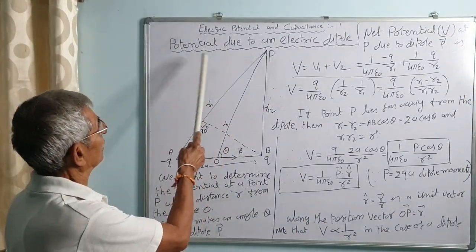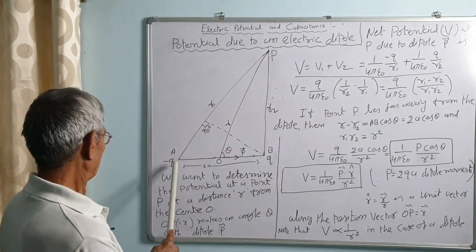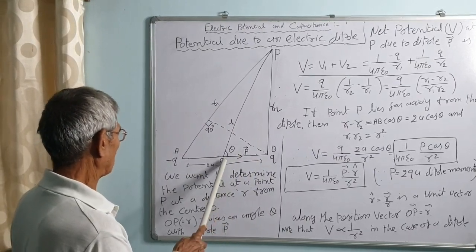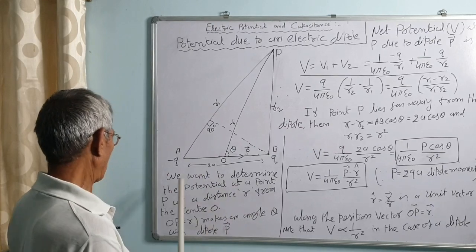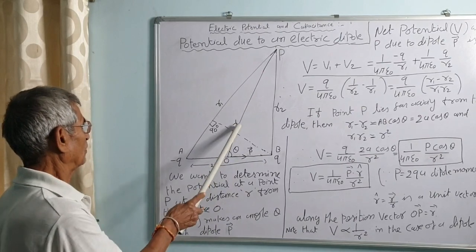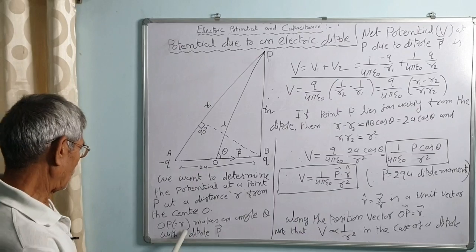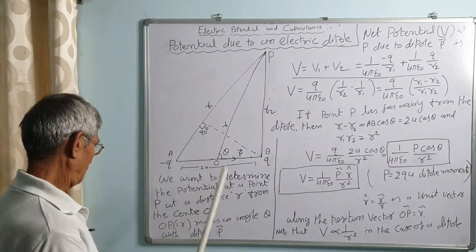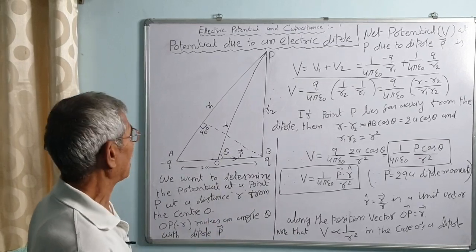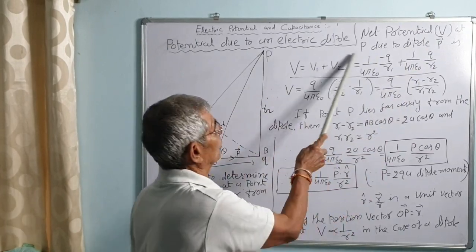Let us study the potential due to an electric dipole. Consider a dipole AB consisting of -q and +q charge having the dipole moment p at the center O. We want to determine the potential at a point P at a distance r from the center O. OP is equal to r. The OP makes an angle theta with the dipole p.